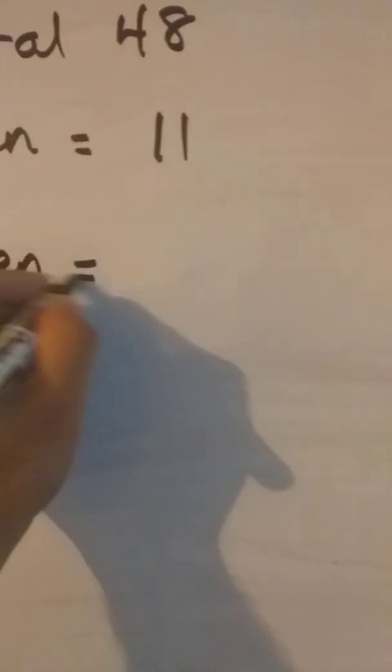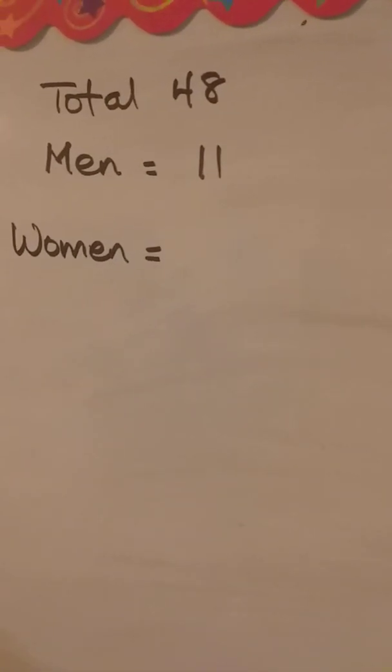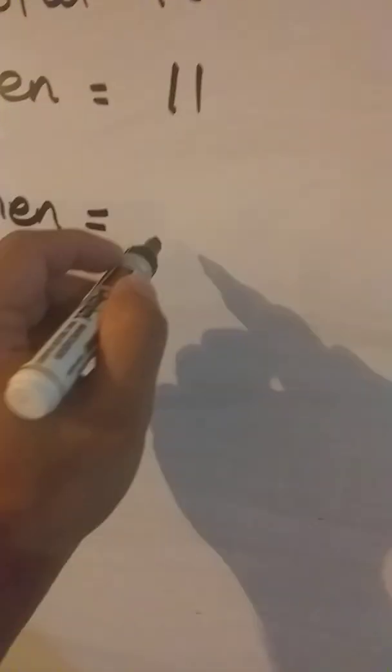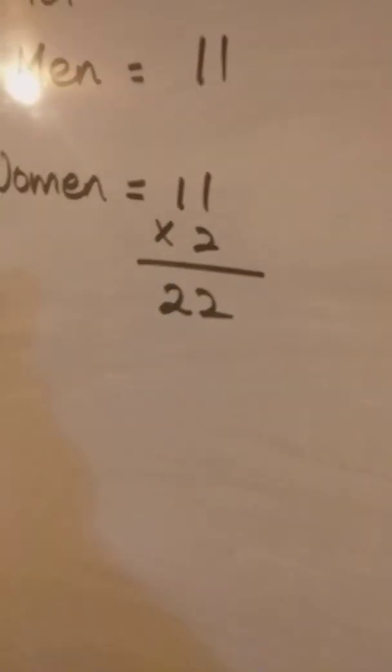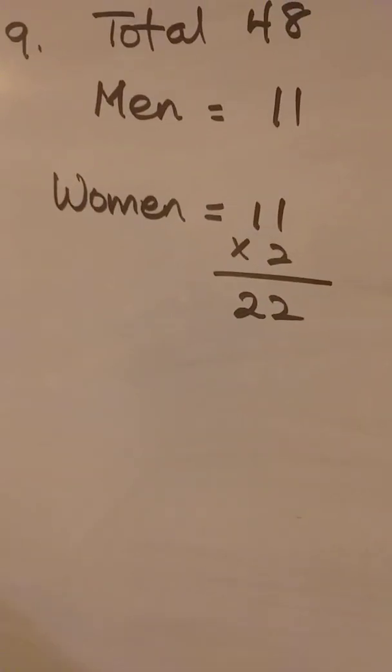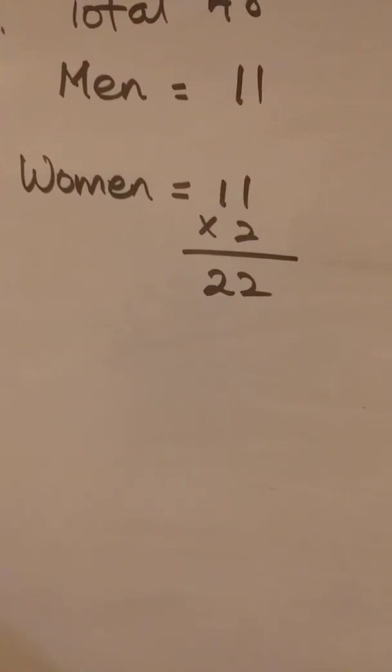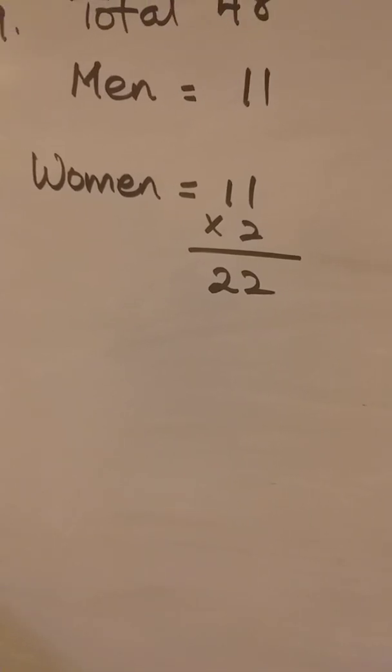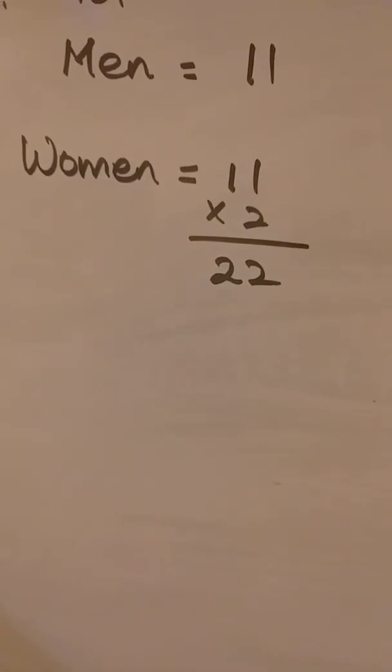So men is 11. Twice as many women. So women will be twice as many as men. Look here. Look what they said. And twice as many women as men. So twice 11 will be 11 by 2, which is 22. So now we have 11 men, 22 women, and they are asking for how many children were in the bus.